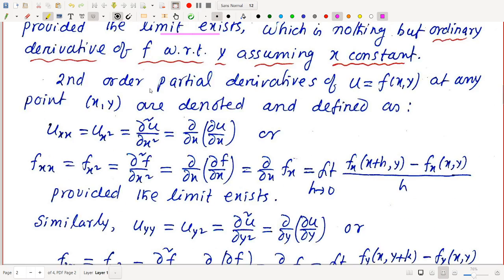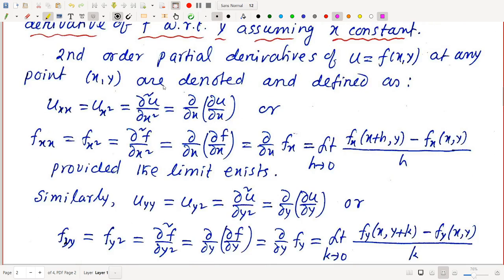Then we see second order partial derivatives of this function u equal to f of x, y at any point (x, y). There are three second order partial derivatives for this function: with respect to x, with respect to y, and with respect to the mixture, like that we shall see. So the second order partial derivatives are denoted and defined as u suffix xx or u suffix x square, or it is actually del square u by del x square, meaning del by del x of del u by del x. It is not d by dx, it is del by del x of del u by del x, a derivative of a derivative.